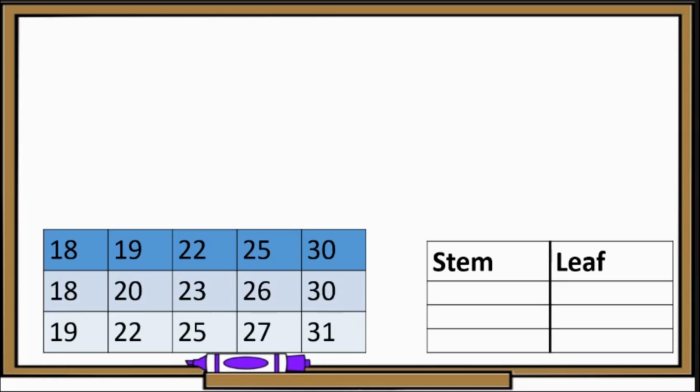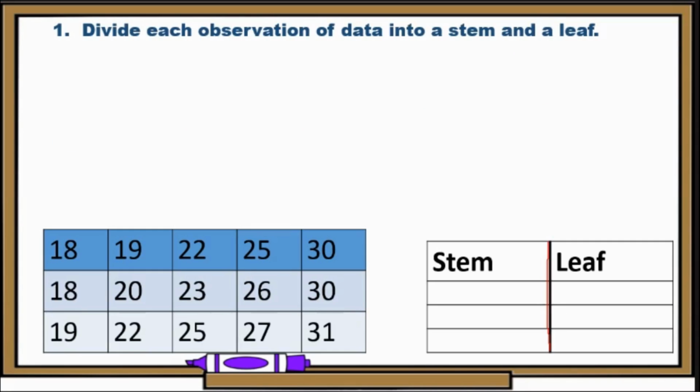So, I have prepared here another slide na contained na si stem and leaf plot. From the steps that we discussed earlier, sabi natin dapat may vertical line separating the stem and the leaf, diba? So, pin-prepare ko na siya dito. Ito yung vertical line. That will separate our stem and leaf. So, step 1, divide each observation of data into a stem and a leaf. So, paano natin siya i-divide?